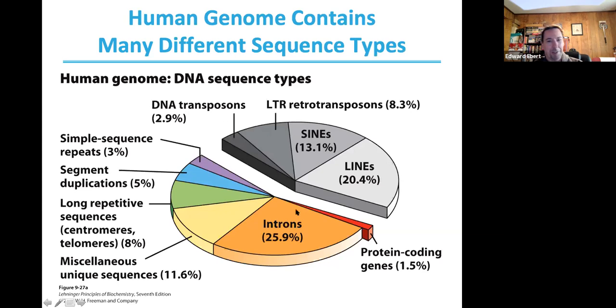If we look at this, there are tons of introns in there. There are centromeres, long repeat sequences, simple repeats, short tandem repeats, all that stuff in there. Transposons, retrotransposons, things called SINEs and LINEs, all sorts of stuff in our DNA. But only about 1.5% of the DNA codes for proteins.